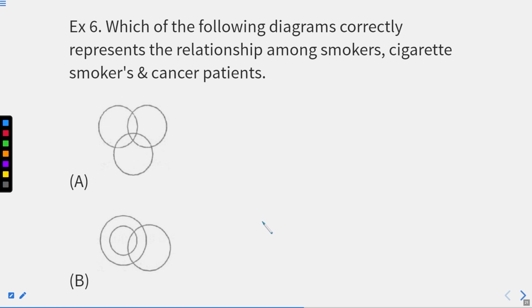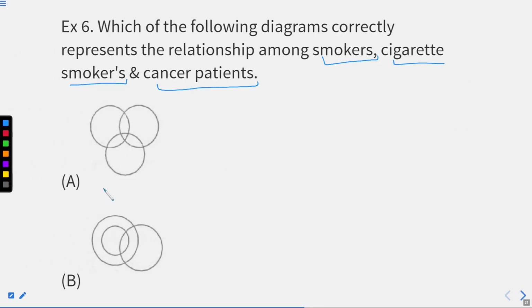Now, when you are well aware that the question is based on a Venn diagram, you can directly look for the entities. The first is smokers, the second is cigarette smokers, the third is cancer patients. Now, the first approach is to make the diagram by yourself, right? For that, you can also see the possible Venn diagrams given: three circles intersecting each other, two concentric circles with a third circle intersecting both of them, three concentric circles, and two concentric circles.